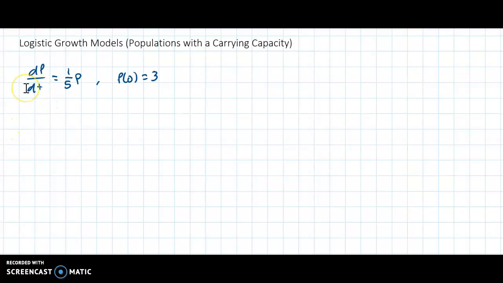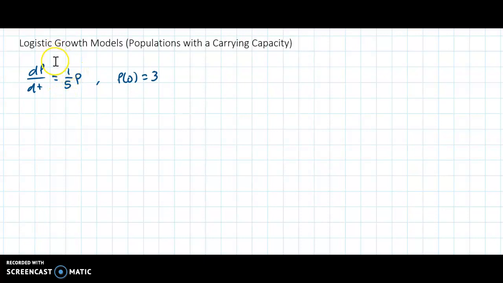So what I would like you to do is use separation of variables to solve this equation right here. And before you go off and do that, I'm going to give you one tip. When you do your separation of variables, leave this 1/5 on the right side, on the t side. It'll make it easier for you to get to your solution.